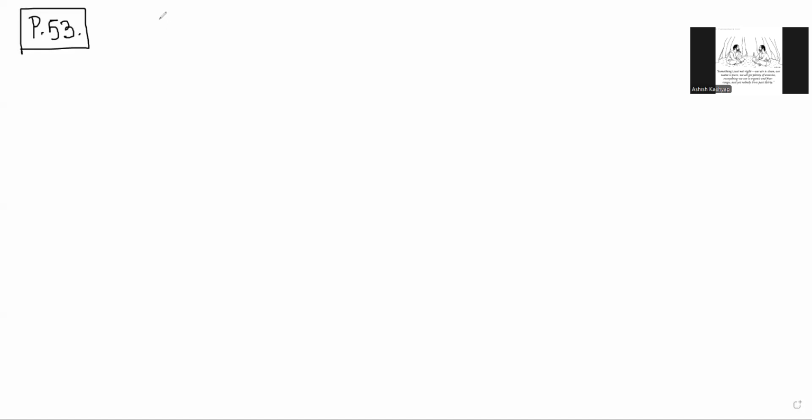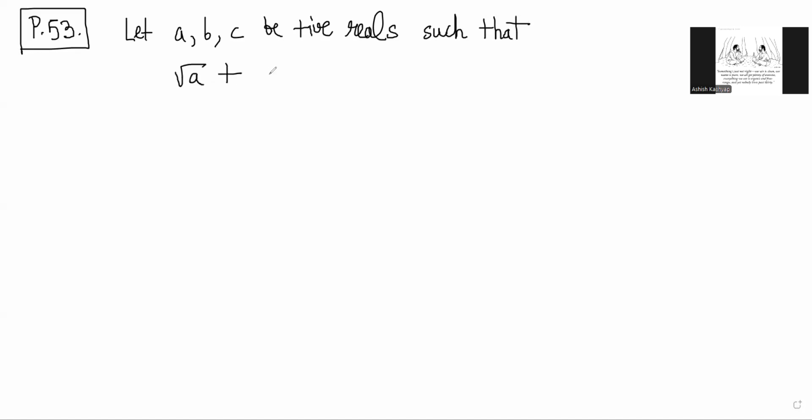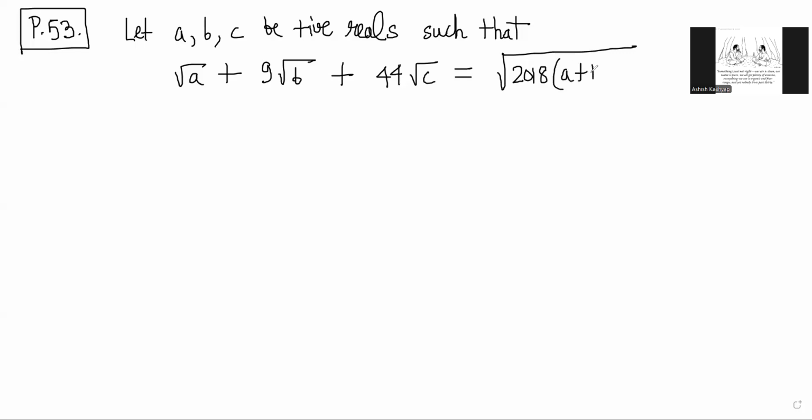Problem 53. Let A, B, C be positive reals such that root A plus 9 root B plus 44 root C is equal to square root of 2018 times A plus B plus C. You have to evaluate (B plus C) by A.